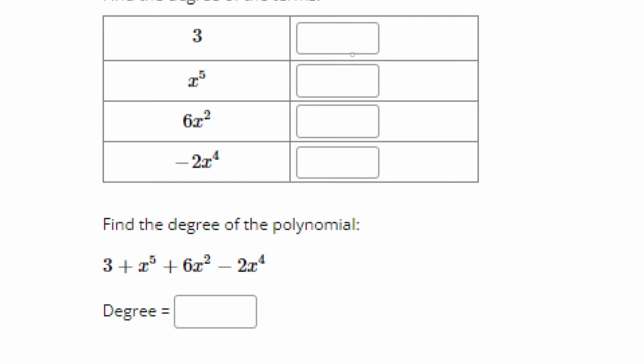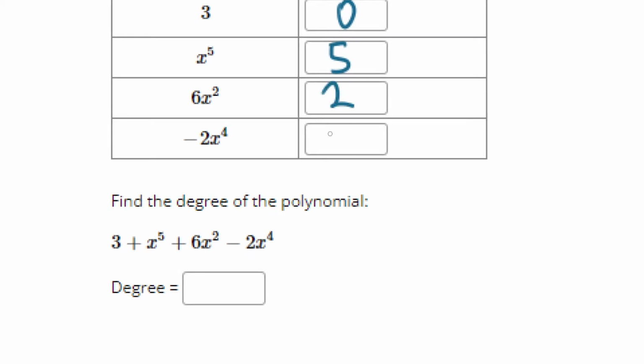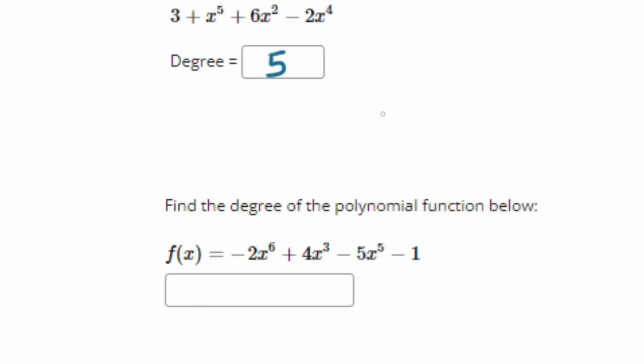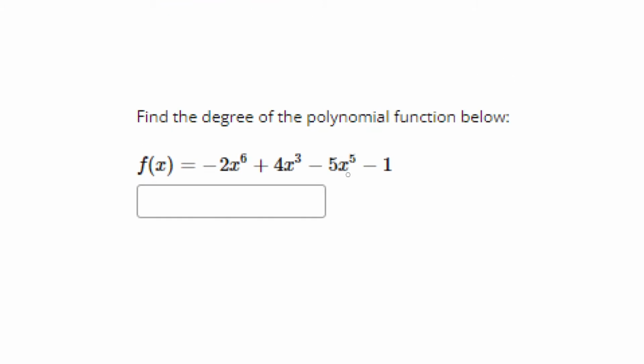Now, the degree of this first term, since there's no variable, will just be 0. The degree of this one will be 5, because the exponent is 5. The degree of this one will be 2, and the degree of this one will be 4. And the degree of the polynomial is going to be the largest one, so it's going to be 5. And then the polynomial function, find the degree of the polynomial. This one will be 6, because that's the largest one.